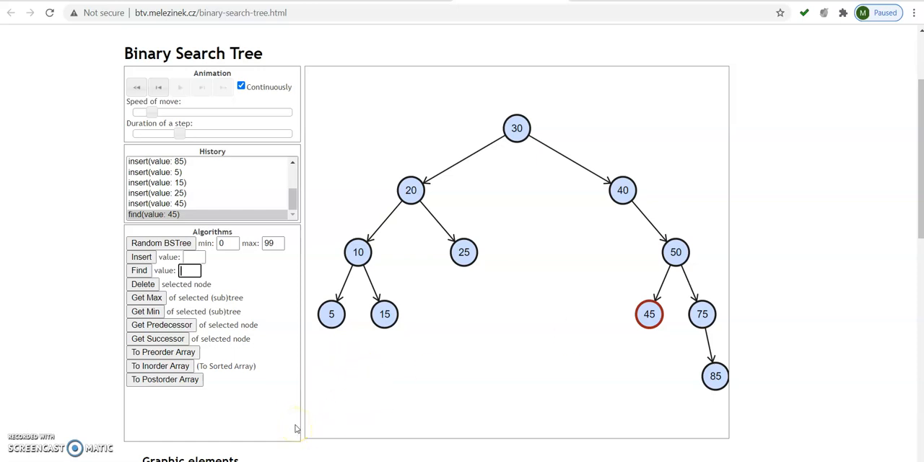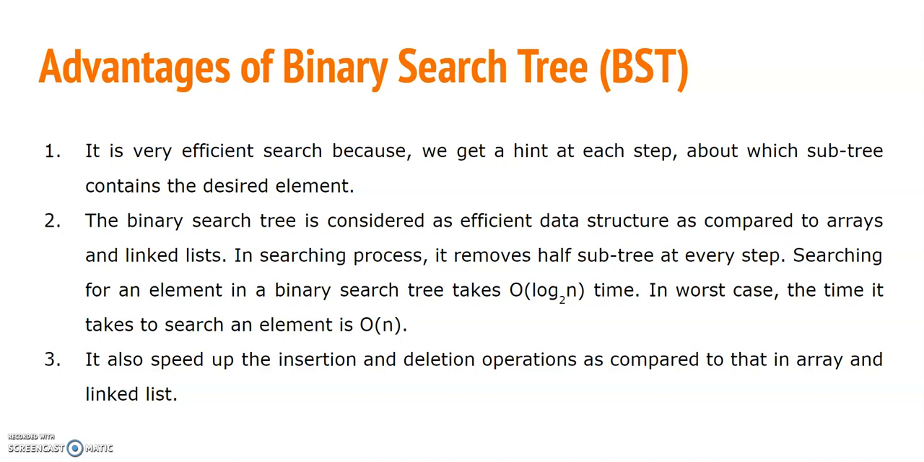Now we will see what are the different advantages of binary search tree. The first advantage is that it is a very efficient search because we get a hint at each and every step about which subtree contains the desired element. The second advantage is the binary search tree is considered an efficient data structure as compared to arrays and linked lists, or linear data structures, you can say. In the searching process, it removes half the subtree at every step. Searching for an element in a binary search tree takes O of log n time. In the worst case, the time it takes to search an element is O of n.